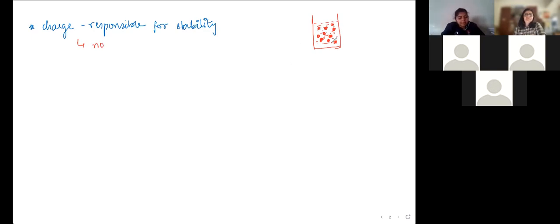So they won't come together and sit down like a suspension. Because there's constant repulsion, they're always pushed against each other and they end up just being spread out throughout, which is what a colloid is. That's what makes a colloid. So basically, charge is responsible for the stability of the colloid. So the reason is that you have no aggregation or coagulation, due to repulsion between the dispersed phase particles.